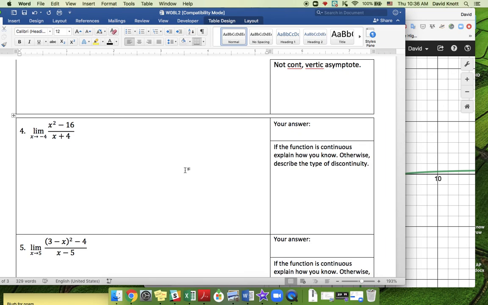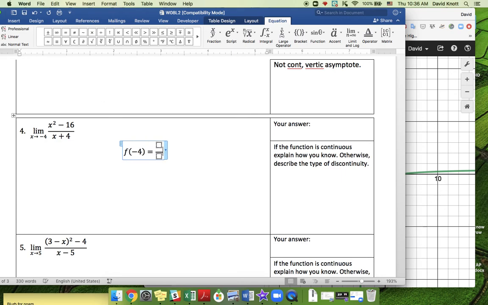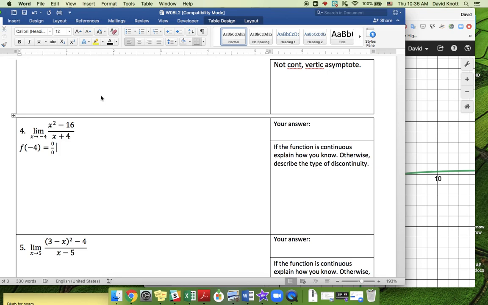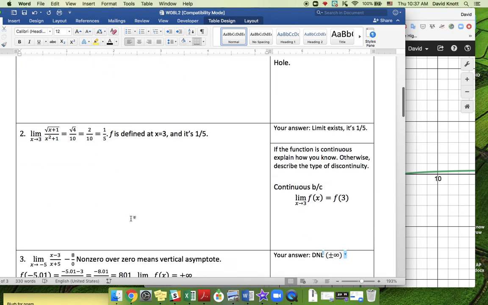The rest of these we can do really quickly because they're all pretty much the same. This one, you can factor. You'll see that the limit does exist, but the function's undefined at the point, right? So f of -4, if you plug it in, you get 0/0. Therefore, the function is not defined at the point, which means that the function is not continuous, right? But the limit does exist. You can factor this and you get some number. I forget exactly what you get, but you get some number, right? So the two-sided limit exists, but the function is undefined at the point. That's a hole. It's just like number 1.